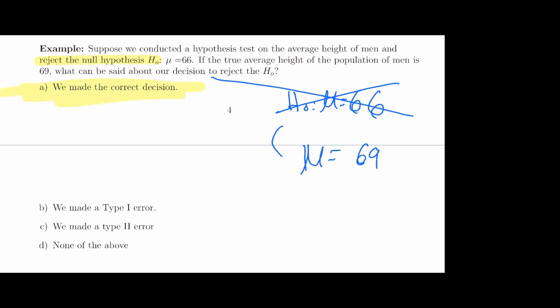So you say we made the correct decision because we rejected the claim that the men's height was 66 inches tall. And that was true because it actually turned out that the men's height was 69 inches tall. So we should have rejected, so we came up with the right conclusion. And that's it for that first one. Any questions for that first one?